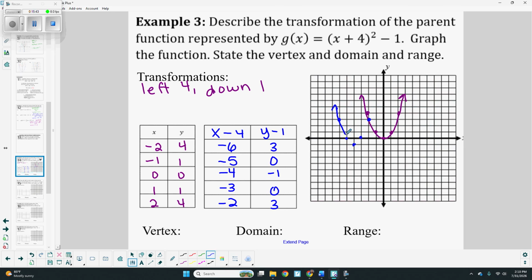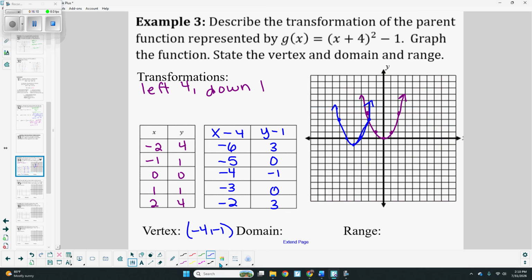So you notice my picture looks the same shape. It's just now moved left 4 and down 1, which is what we said the transformations were. So my vertex, it should be my middle number because originally 0, 0 was my middle number. So -4, -1. Again, if we check up here, opposite of +4, comma -1.